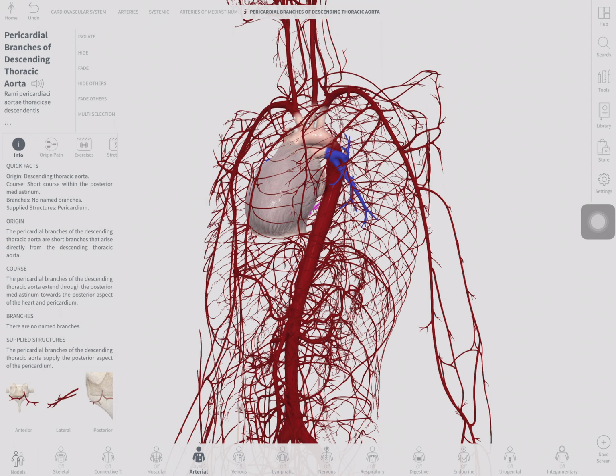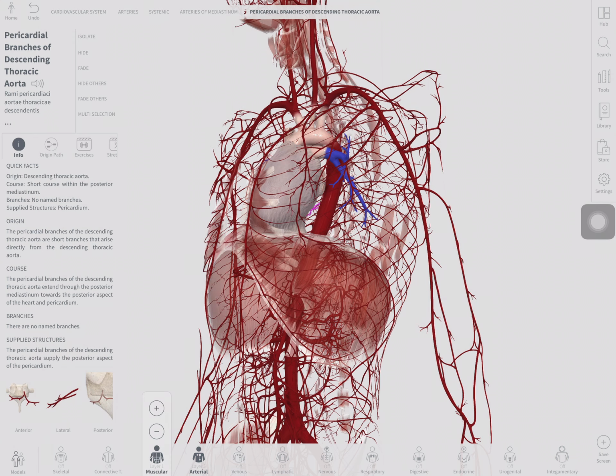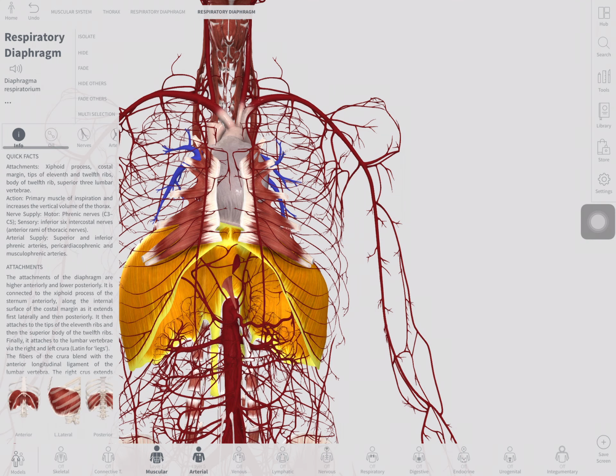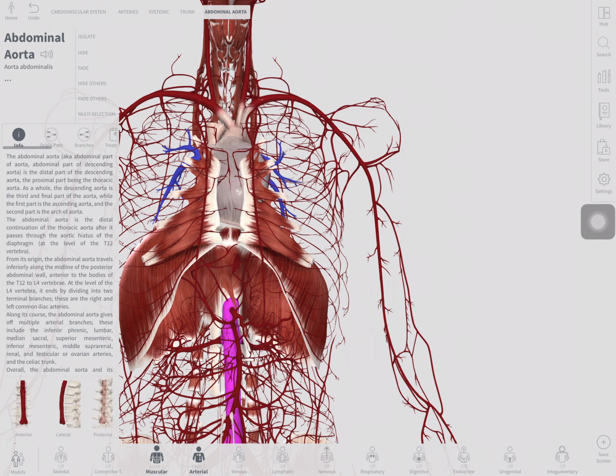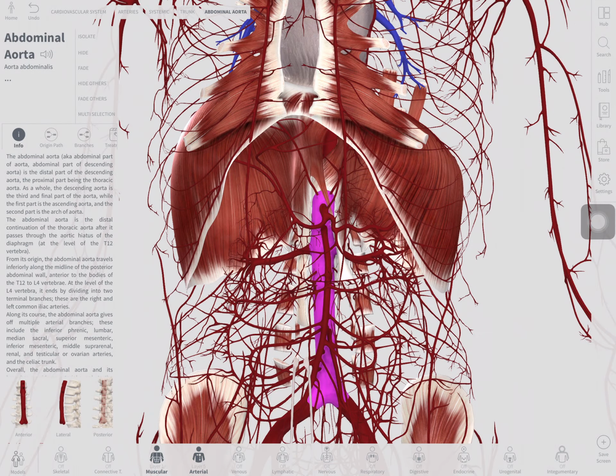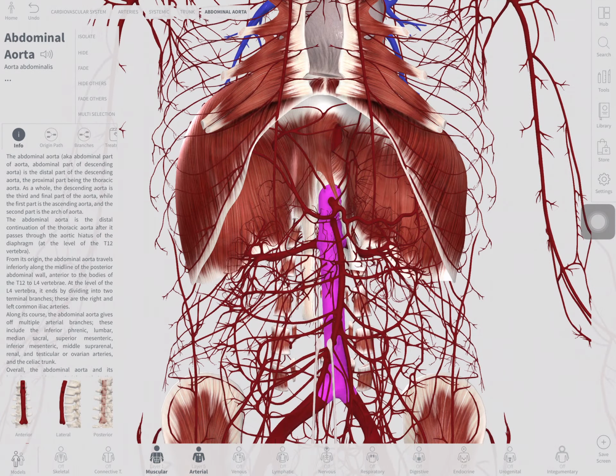Now what happens once this aorta pierces the diaphragm? Once the aorta pierces the diaphragm here, it takes the name abdominal aorta. This abdominal aorta has three paired branches and three unpaired branches.